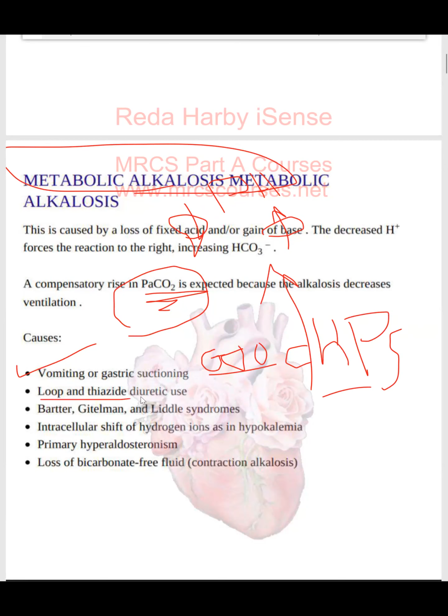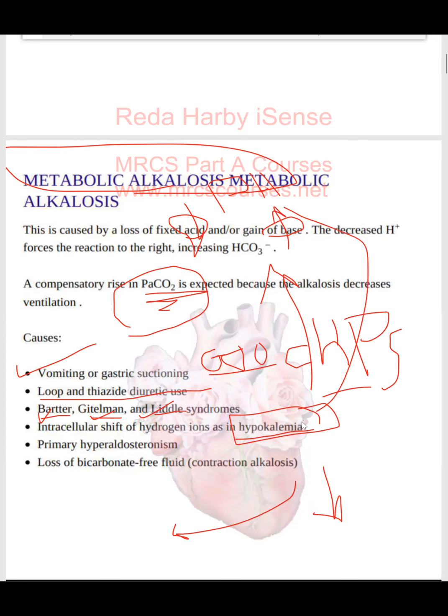Loop and thiazide diuretics, Bartter and Gitelman syndrome and Liddle syndromes. I will show you how to differentiate between these syndromes. Hypokalemia, any cause of hypokalemia, you will have intracellular shift of hydrogen to the cells. So H in the blood will decrease, causing metabolic alkalosis.